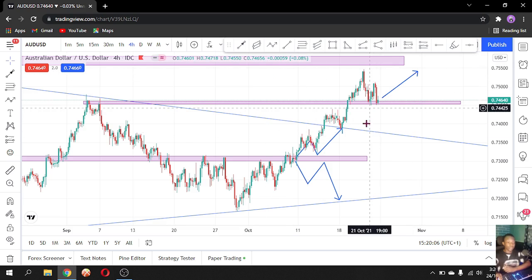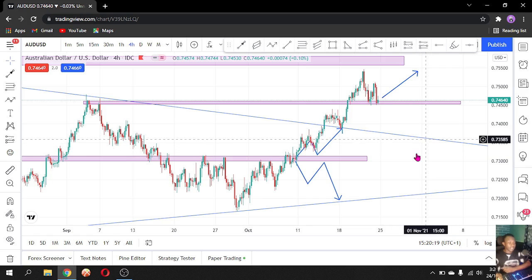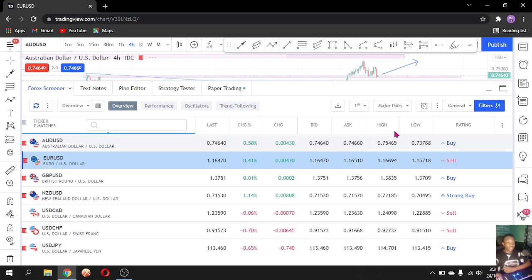But you should watch out for Australian dollars and look for your buy setups. If you get a buy setup, you get your signals, candlestick analysis, then you should go for your buy setups. And the next currency pair we'll look at is the Euro USD.